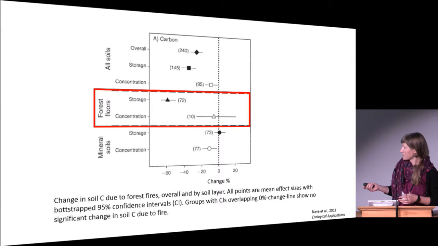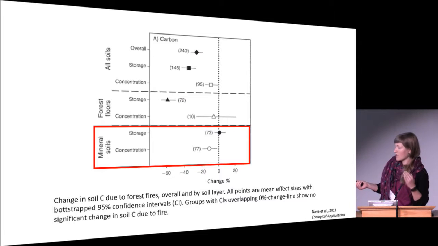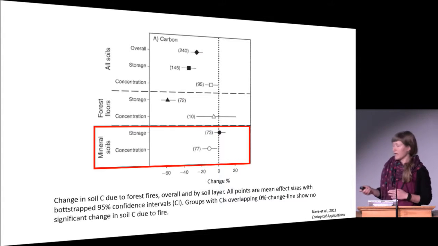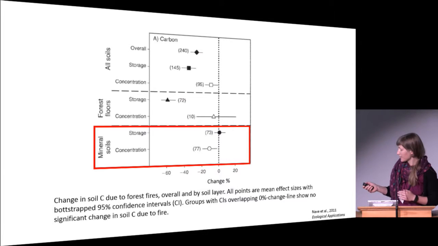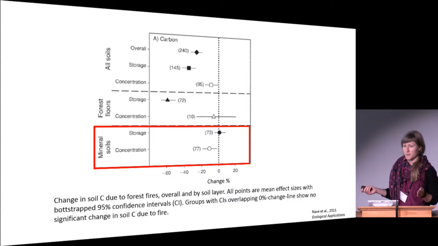Then if we look at the mineral soil, the storage doesn't really change. The concentration changes, but considering that the storage doesn't change, the lacking concentration is probably made up by an increase in bulk density. Overall, this indicates that the mineral soil organic carbon is much more stable in regard to disturbances.